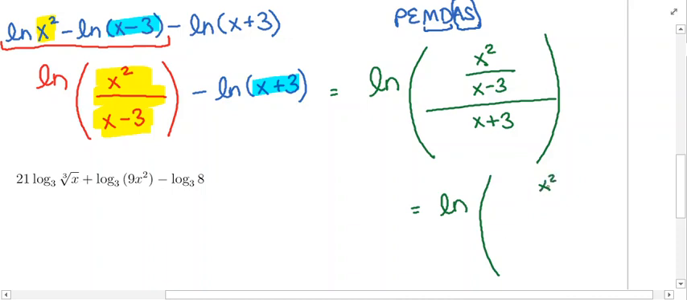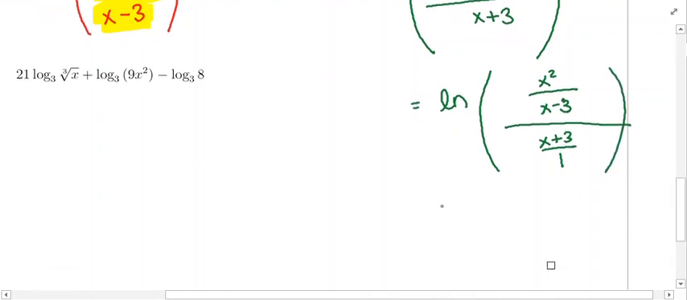The numerator is already a fraction. It's x squared over x minus 3. The bottom is just x plus 3. We can make it a fraction by putting it over 1. And then you're dividing. You've got one fraction divided by another, so think back to how you divide fractions. You leave the top fraction alone, change the division to multiplication, and then flip the bottom fraction. So instead of x plus 3 over 1, we're going to have 1 over x plus 3.